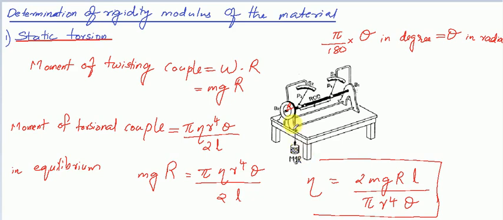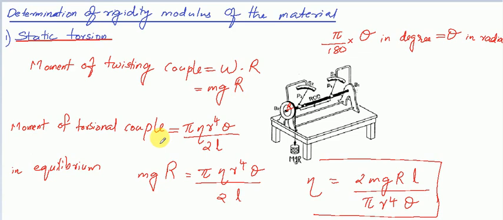So if we apply a force mg at a distance r from the center of the wheel, then the moment of twisting couple is force times distance. You can see in the picture, the force is mg and the distance from the center is r. So W times r. Weight is mg, so mgr.